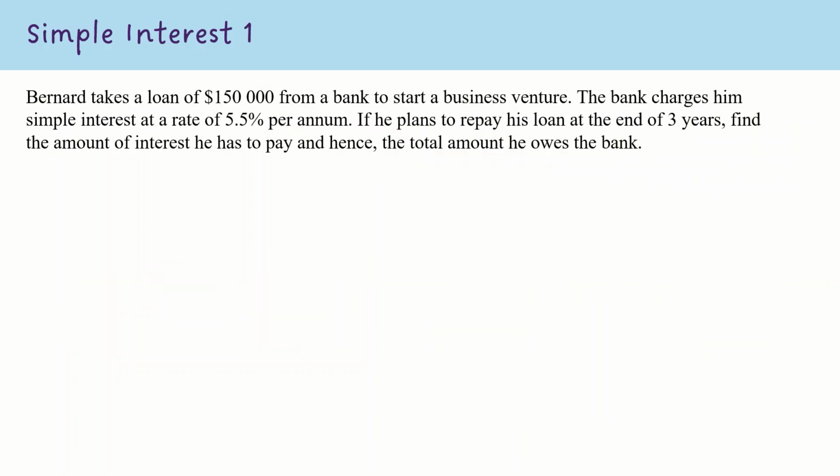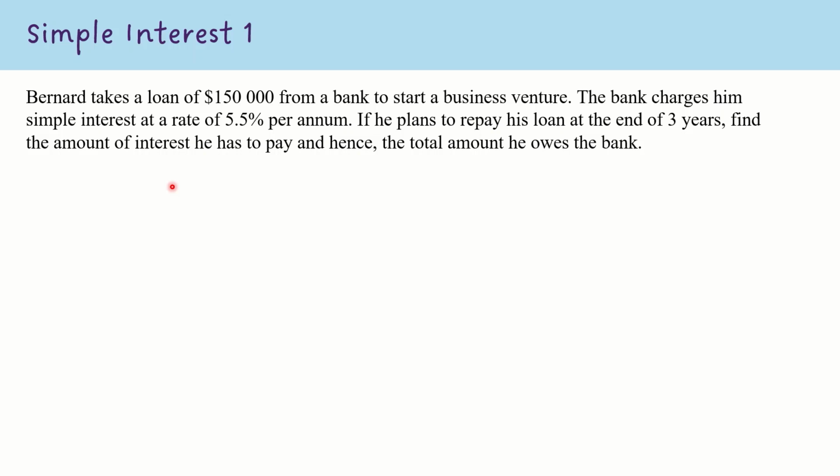We will first take a look at this example here. It says that Bernard takes a loan of $150,000 from a bank to start a business venture. The bank charges him simple interest at a rate of 5.5% per annum. If he plans to repay his loan at the end of 3 years, find the amount of interest he has to pay and hence the total amount of money he owes the bank.